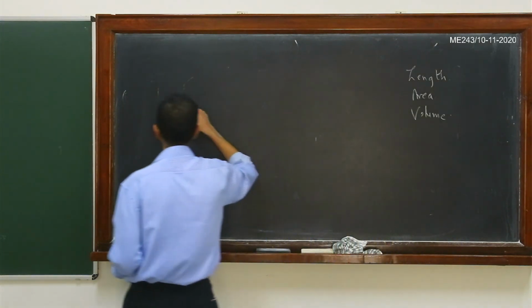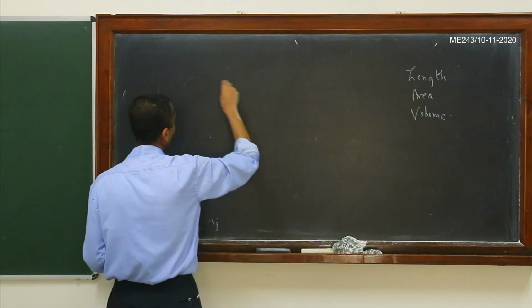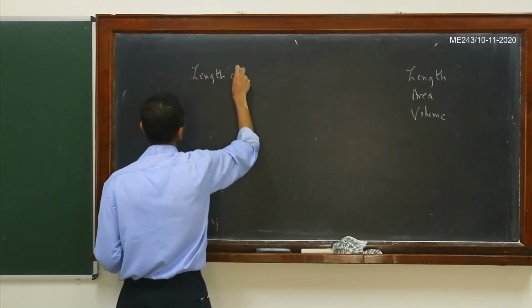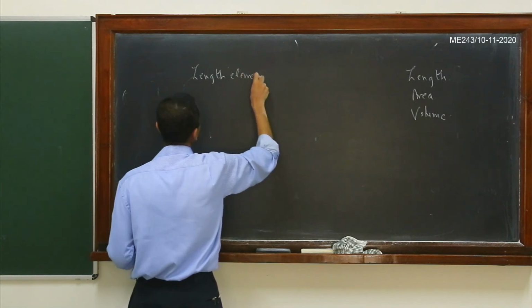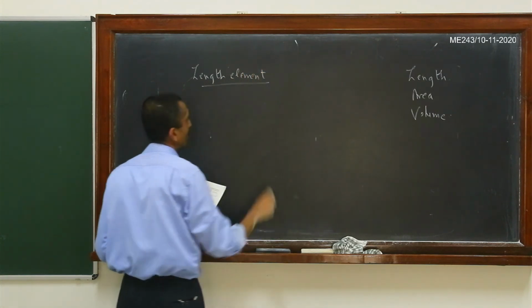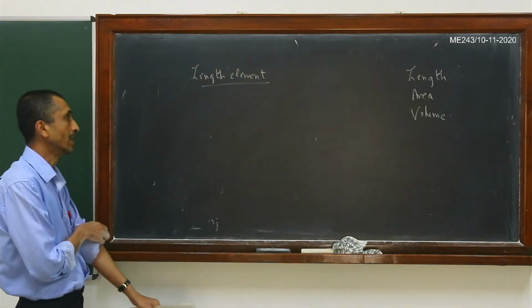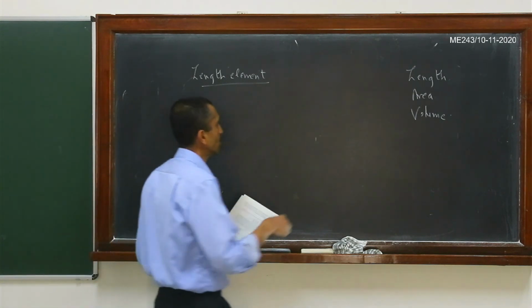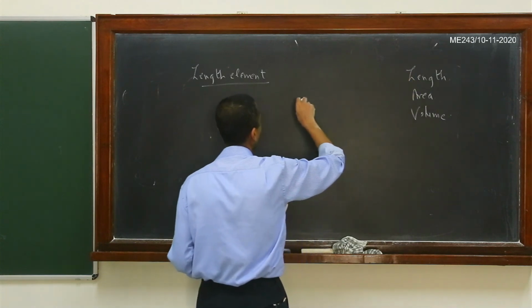So we'll start with the length element. How does a length element transform from the reference configuration to the deformed configuration? What do we mean, first of all, by a length element?